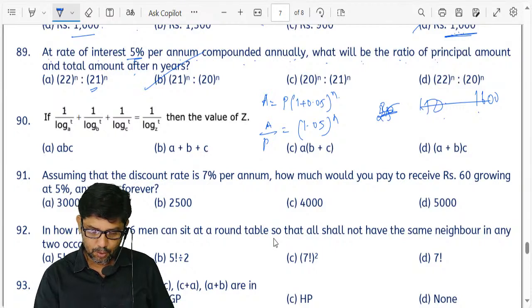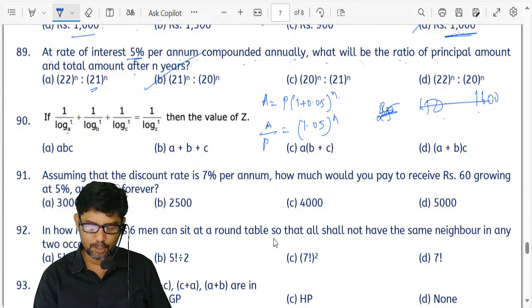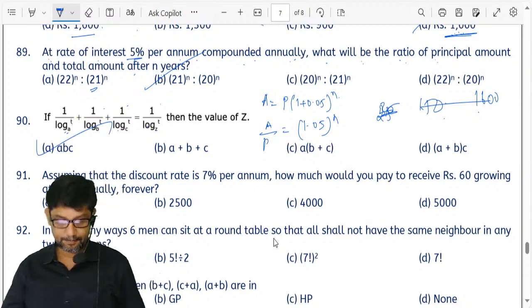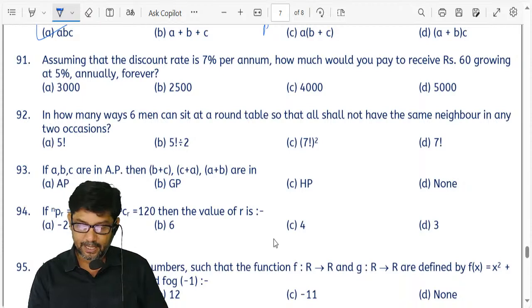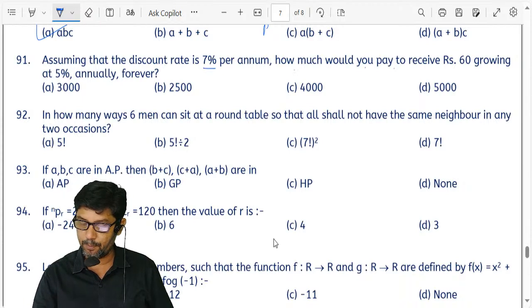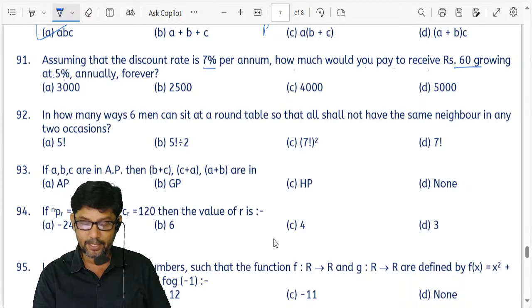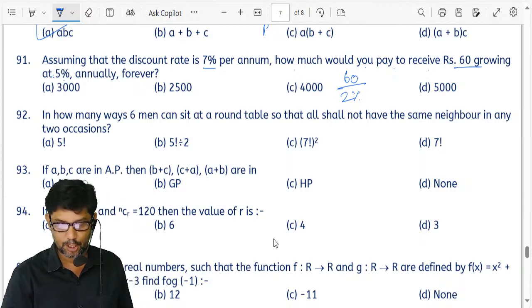Next. This is very simple: log a to the base t, log b to the base t, log c to the base t is equal to log z to the base t. So therefore z equals ABC. Option A. Assuming that the discount rate is 7% per annum, how much would you pay to receive 60 rupees growing 5% annually? So what exactly will come, my dear? 60 divided by 2%. Option A.